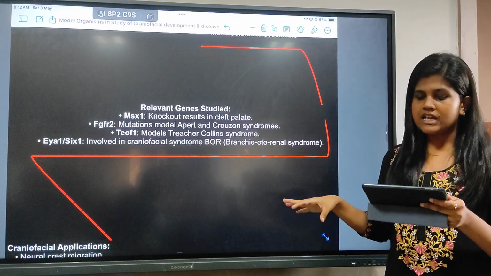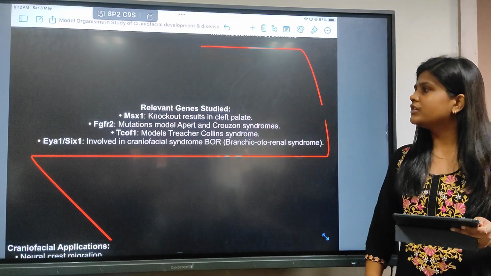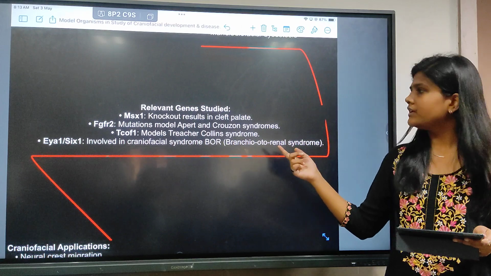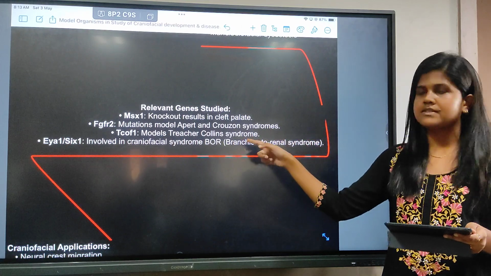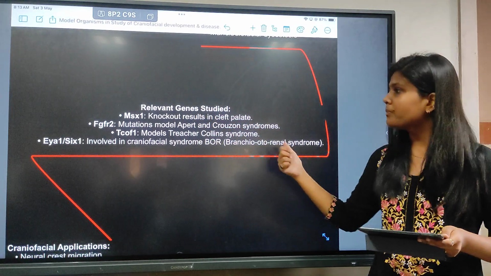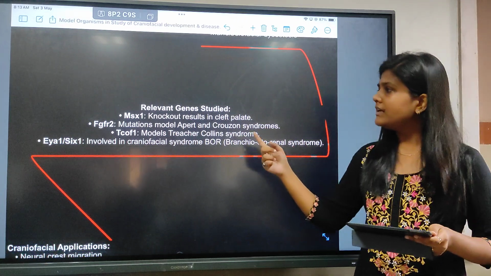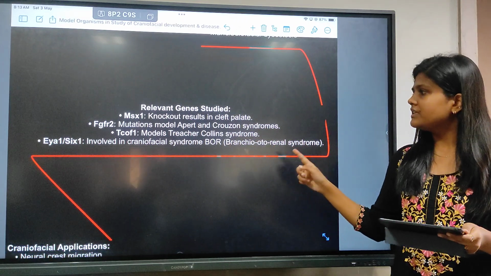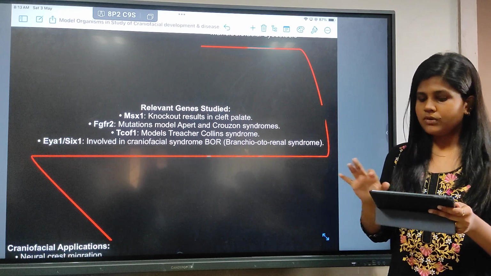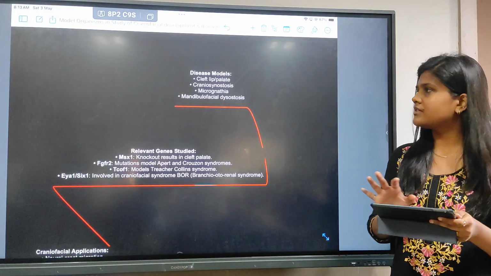In these areas, the genes studied so far include MSX1, whose knockout results in cleft palate, and the FGFR2 mutation model, where Apert and Crouzon syndromes have been studied, because mutation in FGFR2 results in Apert and Crouzon syndrome. The TCOF1 model results in Treacher Collins syndrome, and EYA1 is involved in the craniofacial syndrome BOR, the branchio-oto-renal syndrome. So these syndromes are studied in this model in craniofacial research.